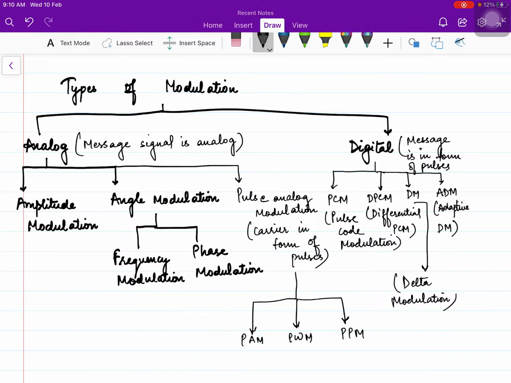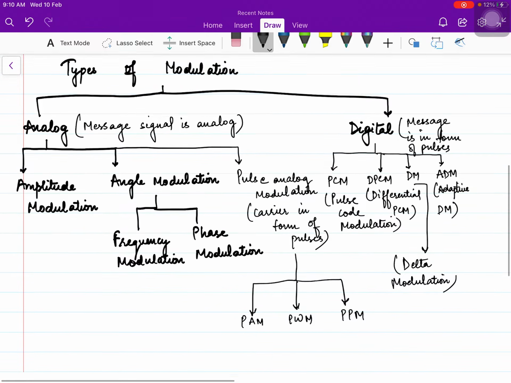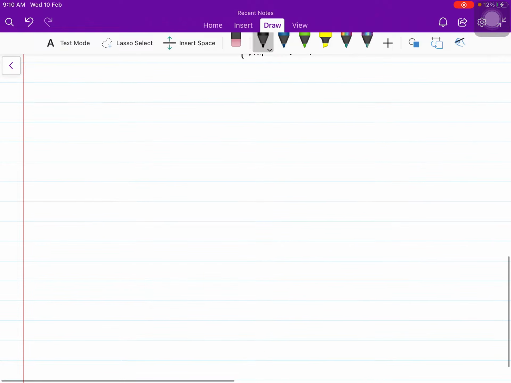So this tree we should always remember, which is also useful for us whenever we move forward in communication systems. So these are the different types of modulation systems. Now let's move on to amplitude modulation, which is a part of analog modulation.